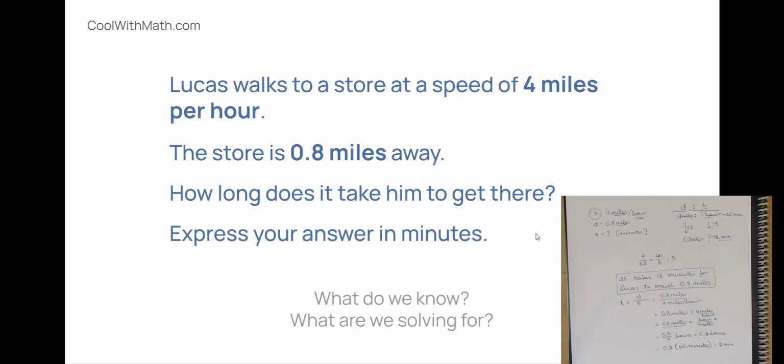And it's always a good idea to just reread the problem one more time. Did we include all the right numbers? We had the 4 miles per hour we started with. We have the distance, that was 0.8 miles. And we did answer the question of how long it takes him, and we expressed our answer in minutes. So we're good to go.